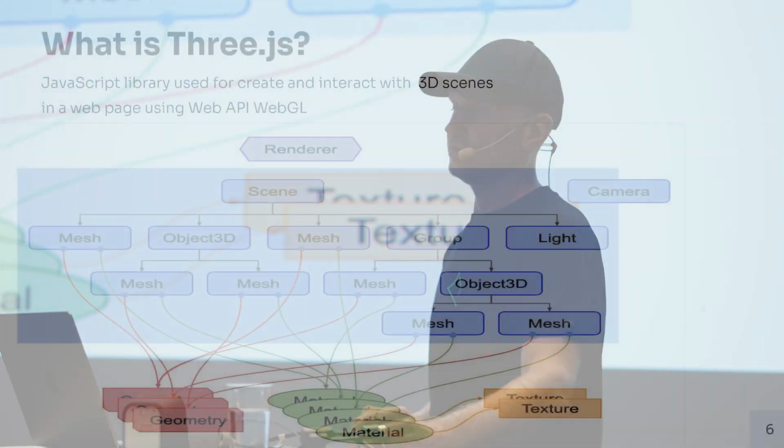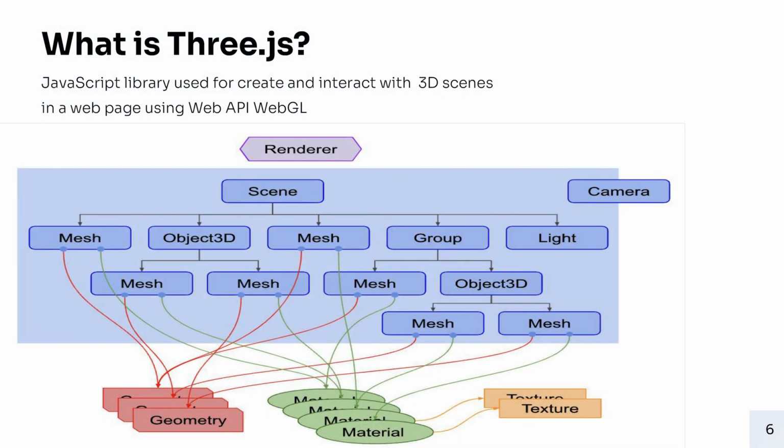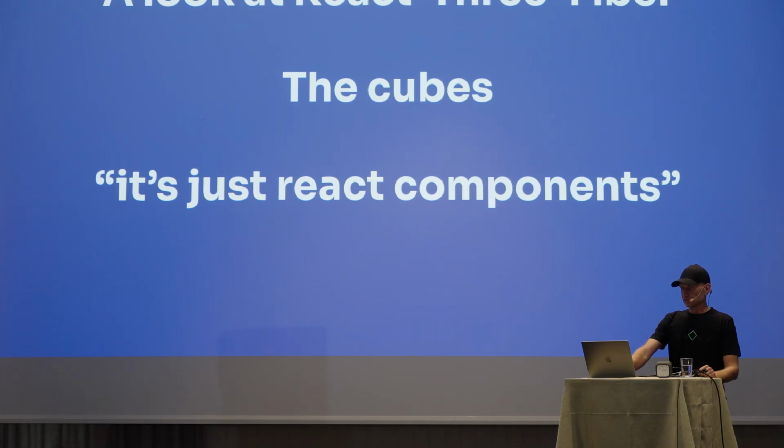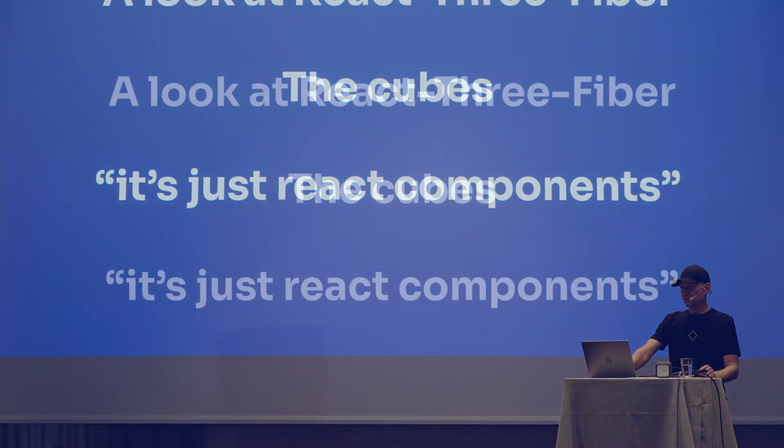And what is Three.js then? As you can see, it's a lot of things. It's built upon the web API, WebGL, and you can do a lot of things with this. And here React Three Fiber comes in and simplifies this a lot, I would say. So let's have a look.